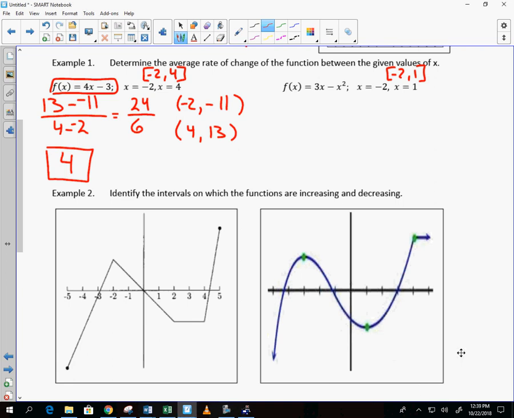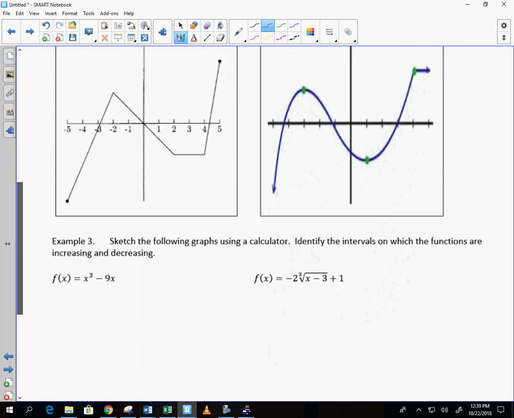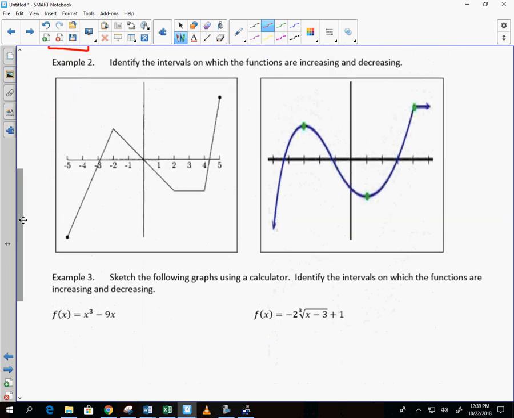See if you could go ahead and identify the average rate of change on your own. Okay, so the answer came out to be 4. Did everybody get 4? Any questions there? Pretty straightforward? Okay, now let's look at a graphical representation. It says identify intervals on which the functions are increasing and decreasing. So I have increasing, I have decreasing.